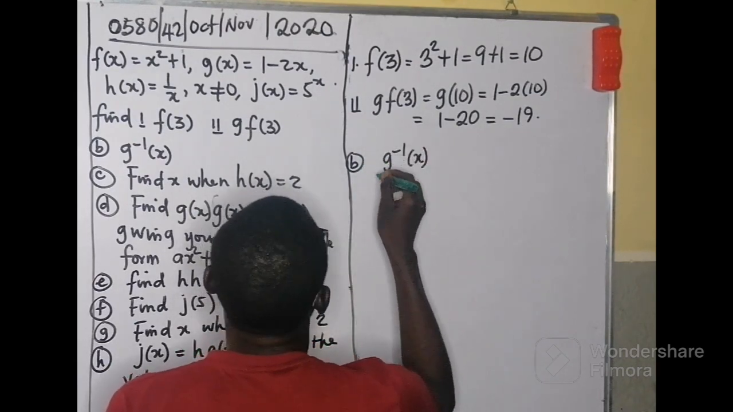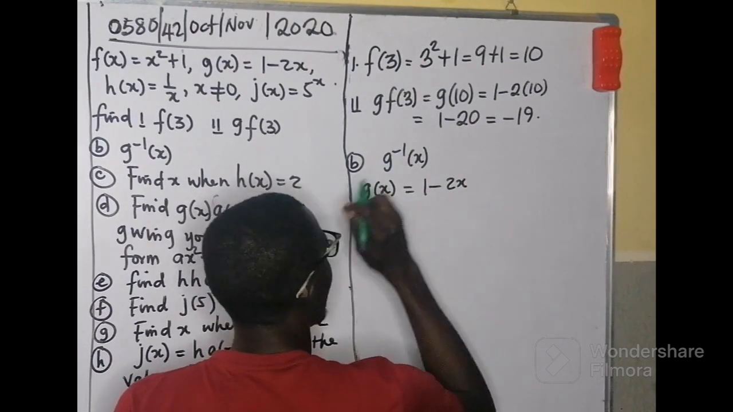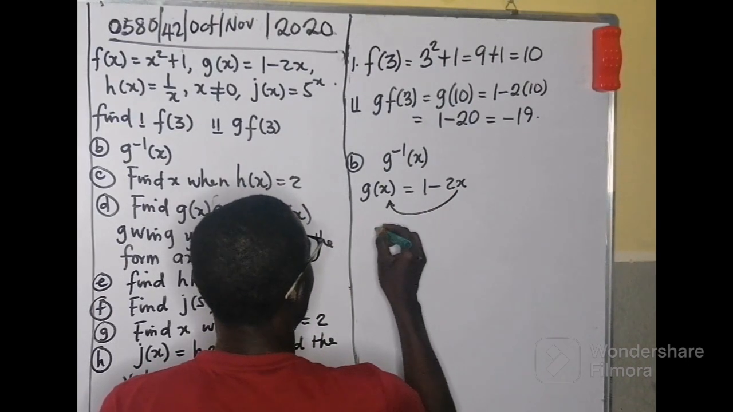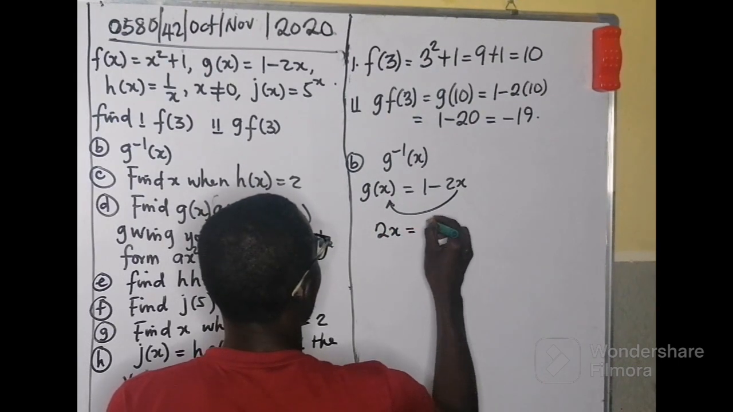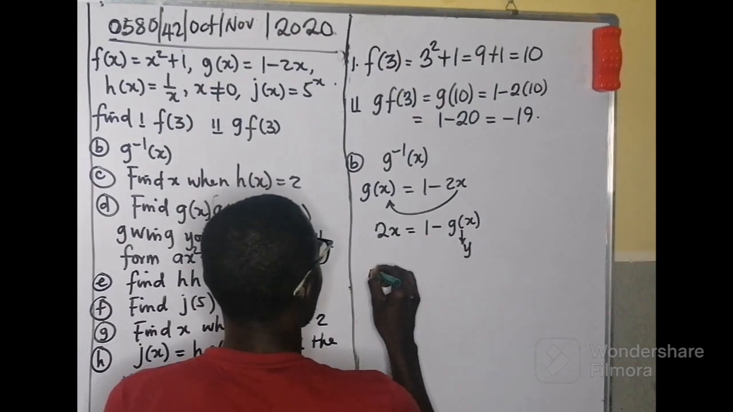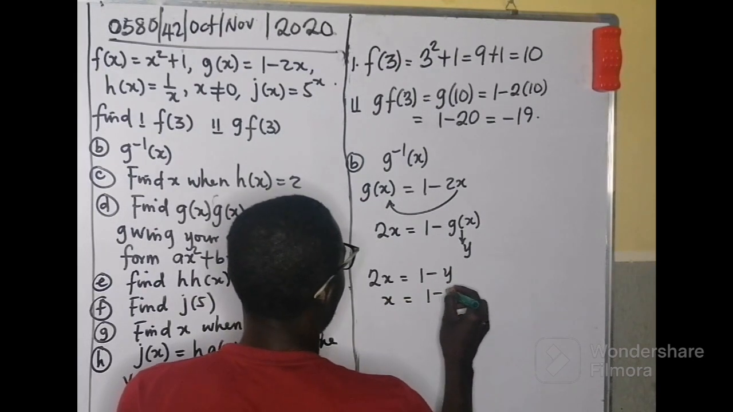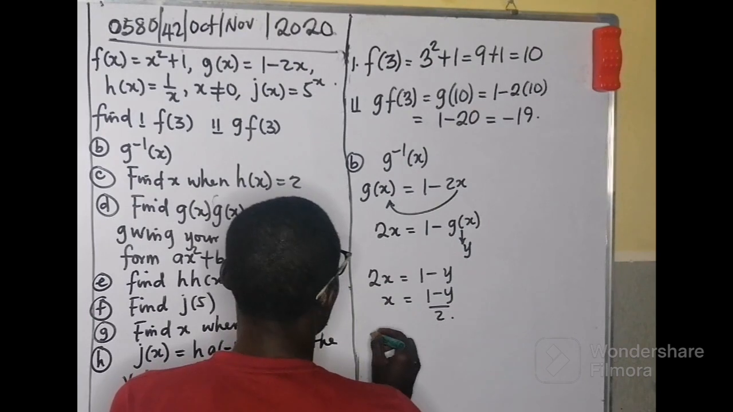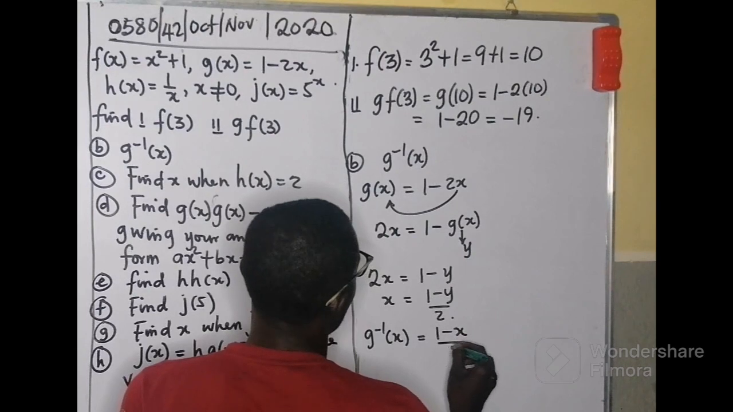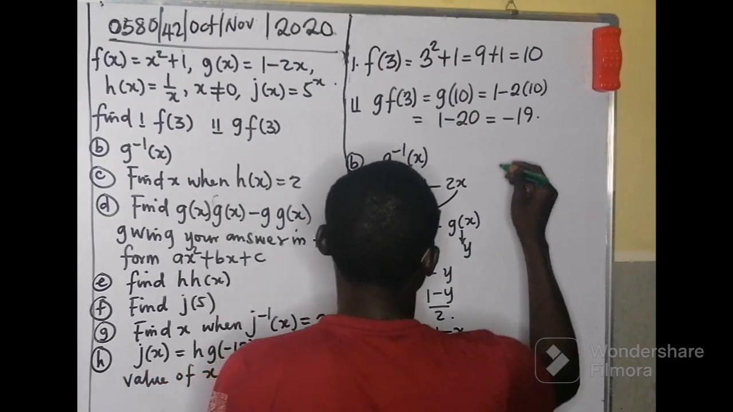B. G inverse of x. Remember, I told you once upon a time that to get g inverse of x, you need g of x, which is 1 minus 2x. And making x the subject of formula gives you your inverse of a function. So let this minus 2x cross here, and that'll give you 2x equals 1 minus g of x. And I told you earlier on that this g of x, replace it with y, so that our 2x will give you 1 minus y, right? So that x will give you 1 minus y over 2. So for this reason, g inverse of x, which is replacing y with x, will give you 1 minus x, everything divided by 2. So that is the B aspect.